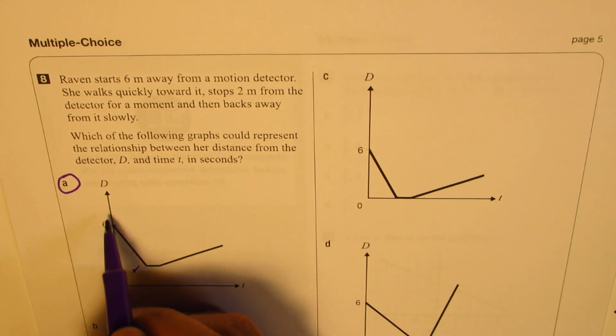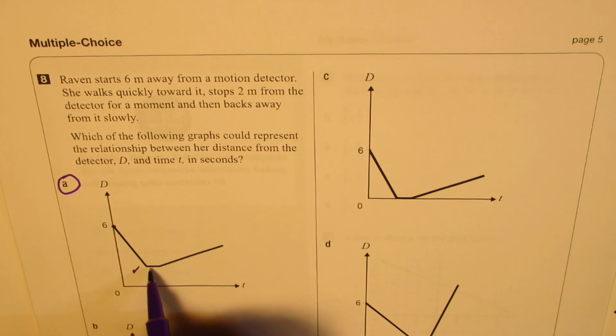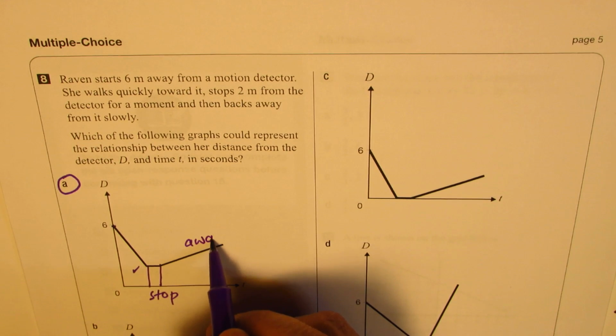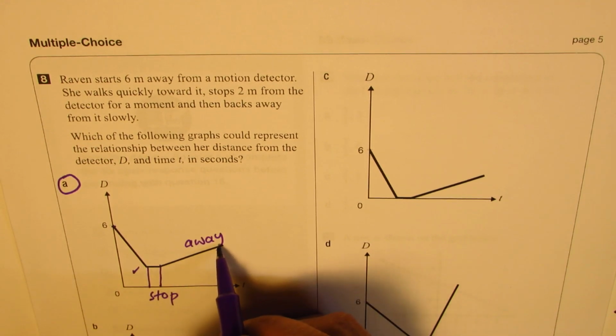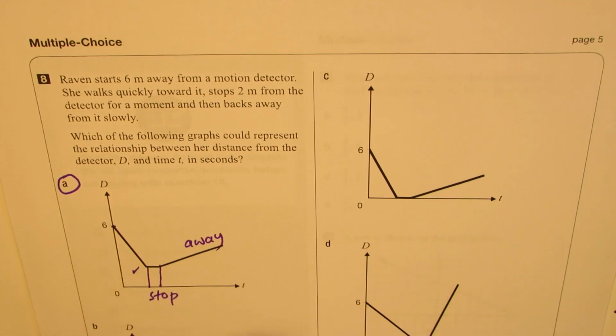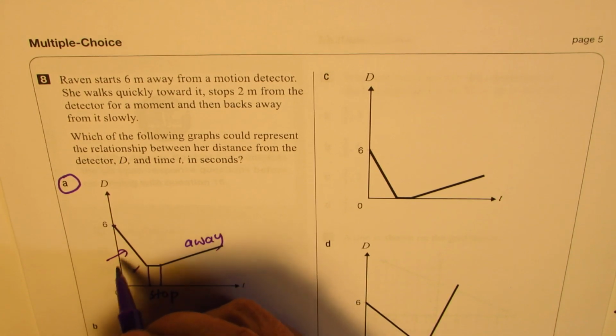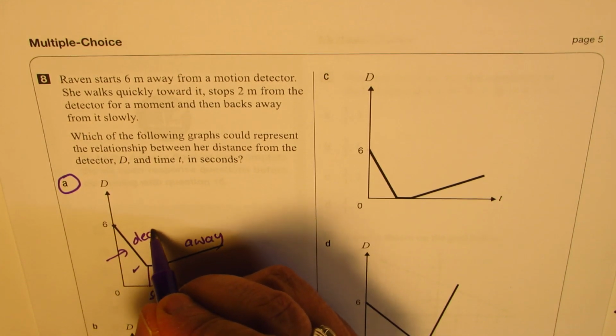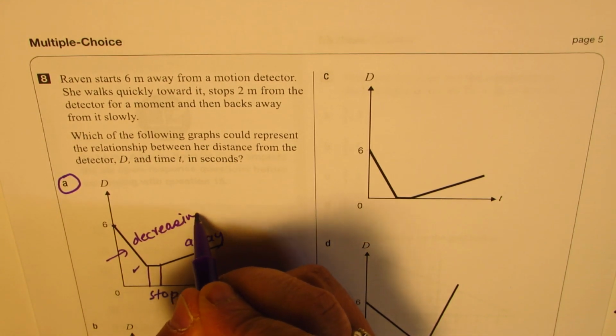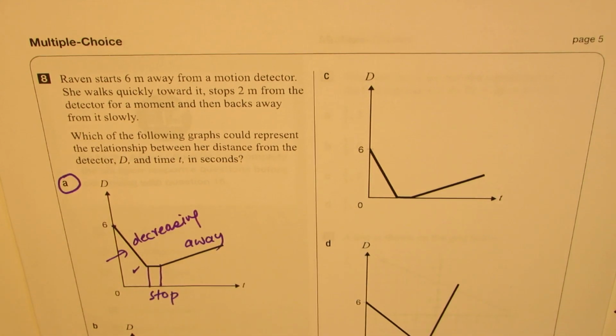It starts 6 meters away, correct, approaches, stops. This is the stop time and then away. So the distance increases. Do you see that? When you go away, distance increases. Here, the distance is decreasing, right? That means it is coming towards, right? So that is your answer.